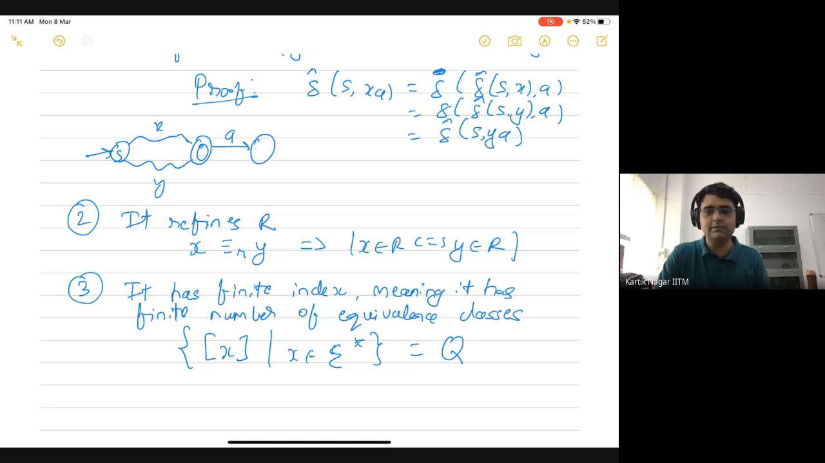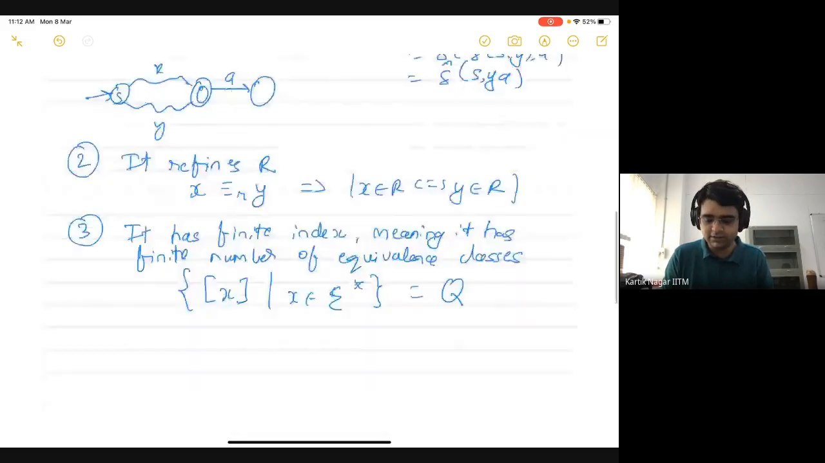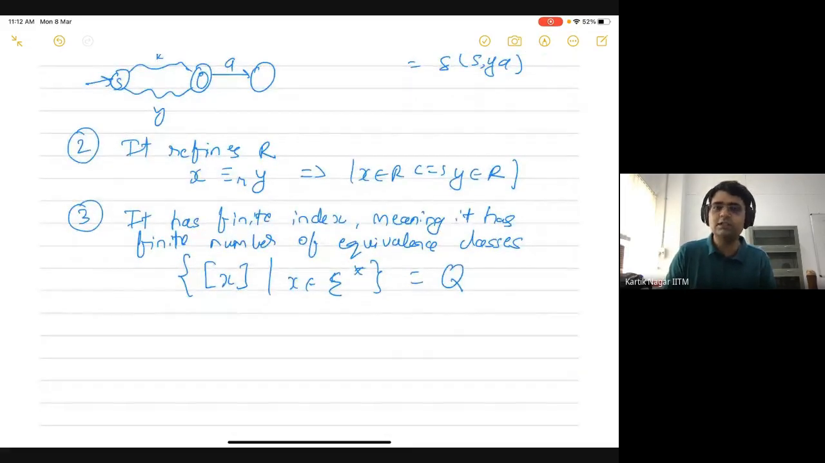So what did we do? We started with a regular language and its DFA, and then we obtained this relation that's induced by this DFA. And we said that this relation has a bunch of properties. It's an equivalence relation, it's right congruence, it defines R, and it has finite index. So that's what we have done so far. Any questions so far?